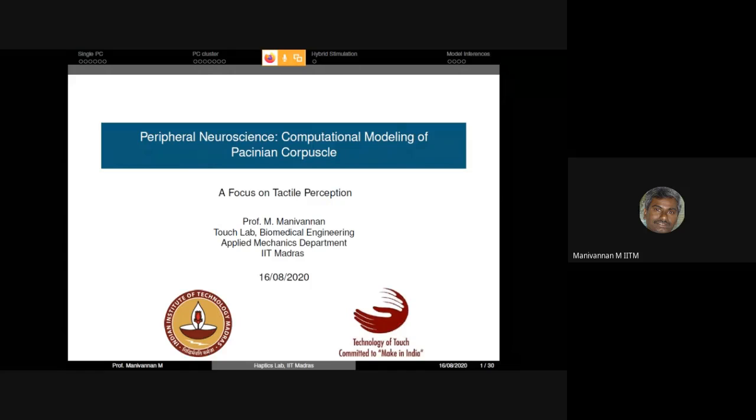Today we'll be talking about the peripheral neuroscience and computational modeling of the Pacinian corpuscle. It's a summary of our lab projects, a couple of papers that we recently published, with a special focus on tactile perception.